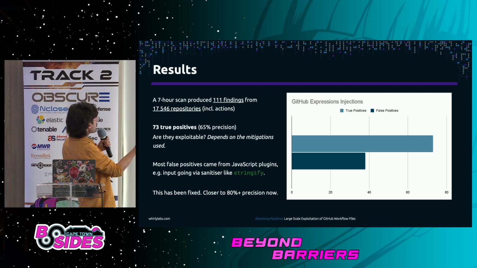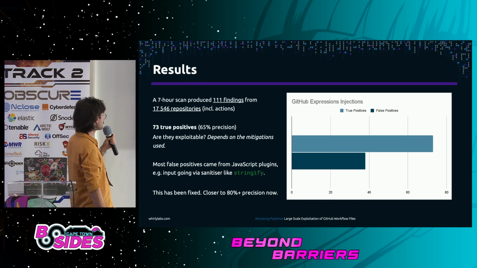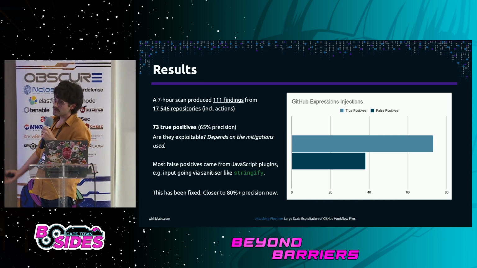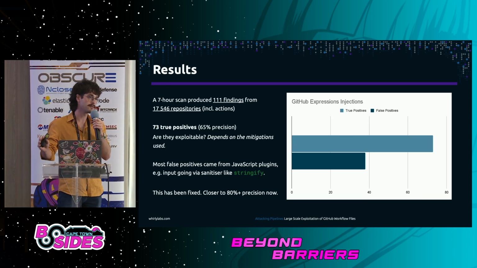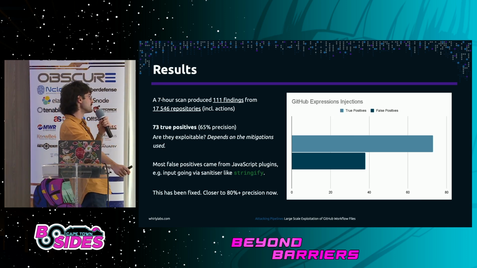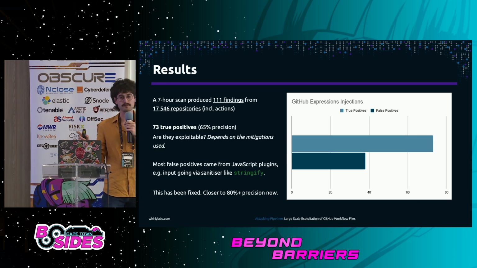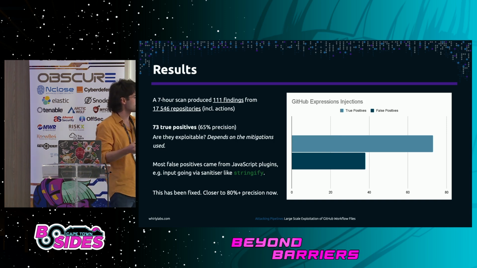A 7-hour scan found 111 findings out of 17,500 repositories, which included scanning the external actions. 73% of them were true positives, i.e. they are exploitable if they didn't follow all the mitigations that Rohan spoke about. There are some things that we can check, like the permissions, but a lot of the stuff that are user settings are a bit more tricky to actually validate covertly.